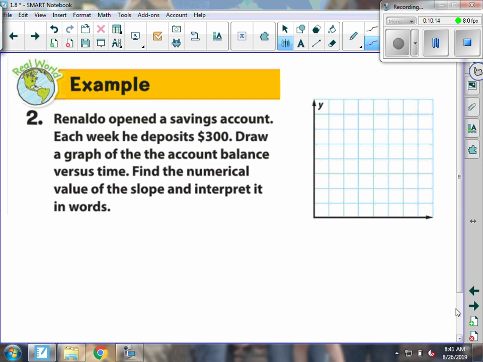Okay, for this one, they don't give us a table. So we just have to graph it. So Ronaldo opened a savings account. Each week he deposits $300. So I'm going to have weeks, and this is going to be the money. Okay. So each week, so I'm going to go by ones. And I'm going to go by 300s over here because it's changing by 300s. So 300, 600.